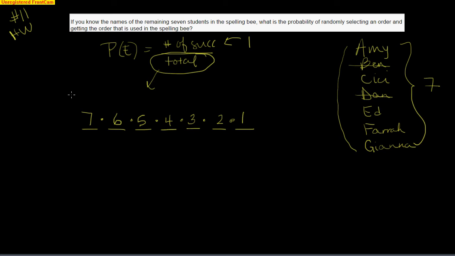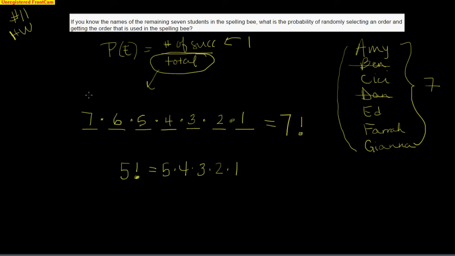And then I just have that one person that's left. So this is something called factorial. When we have something like 5, for example, 5 factorial, which is written with an exclamation point, means 5 times 4 times 3 times 2 times 1. So this is going to equal 7 factorial.